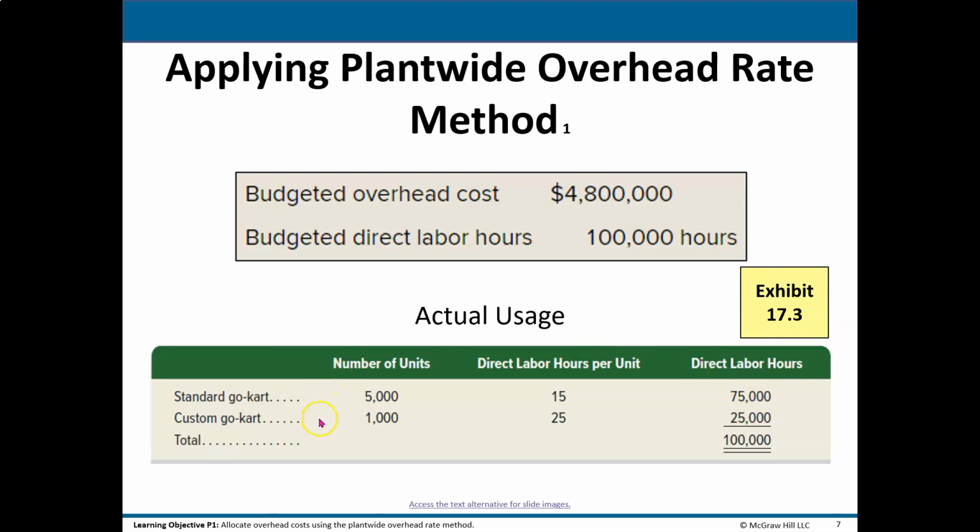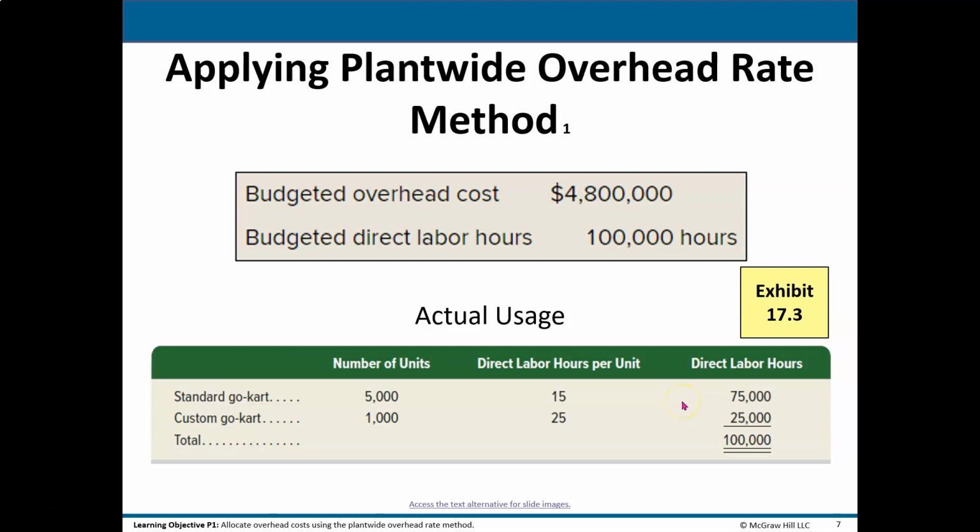Now let's look at the custom go-kart, because we have two different products here. Under the plant-wide overhead rate method, we have to look at all the products we're producing, and in this case, we're producing two products. For the custom go-kart, we're only going to make 1,000 of those because they're going to be more expensive if we're customizing them. Each one takes 25 direct labor hours per unit, so 1,000 units times 25 direct labor hours per unit gives me 25,000 direct labor hours to make custom go-karts.